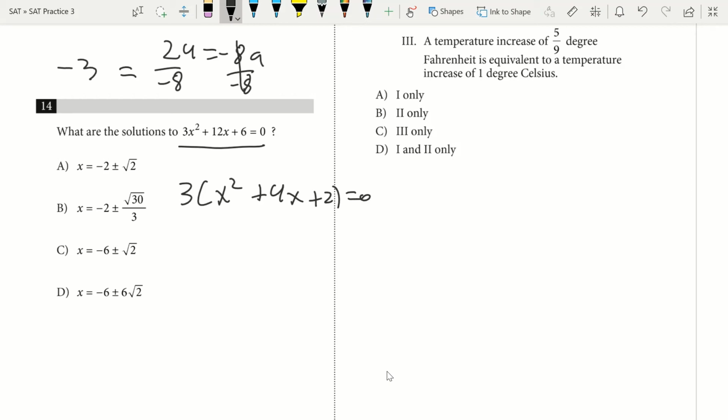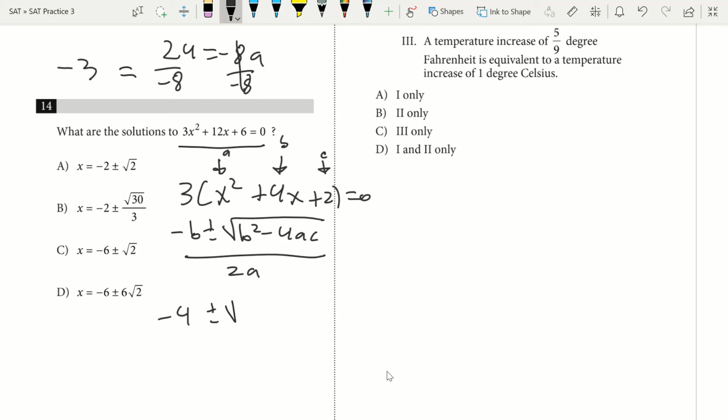Well, I can see that x squared plus 4x plus 2 doesn't factor, right? There's no factors of 2 that add to 4. So I'm going to have to use the quadratic formula, negative b plus or minus the square root of b squared minus 4ac, all over 2a, where my a value is my first term, my b value is my second term, and my c value is my third term. So negative b is going to be negative 4.